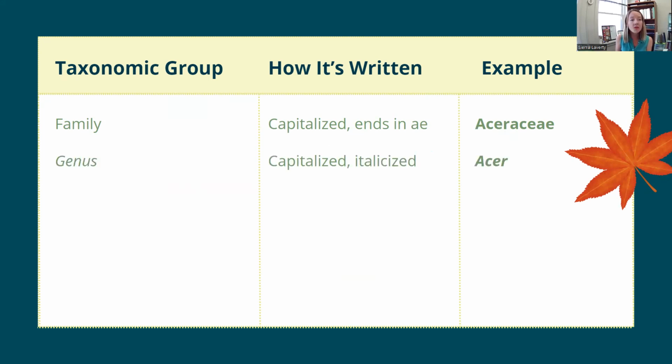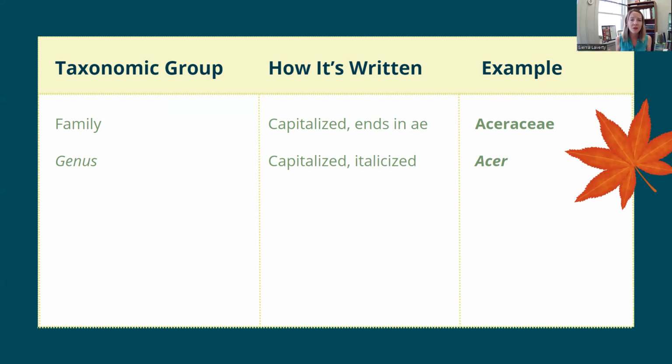Genus is also capitalized, but it needs to be italicized. So our genus here is Acer, italicized, capitalized. It's really important to follow these naming conventions so that you know what term you're using. It's a way that we can communicate regardless of language.